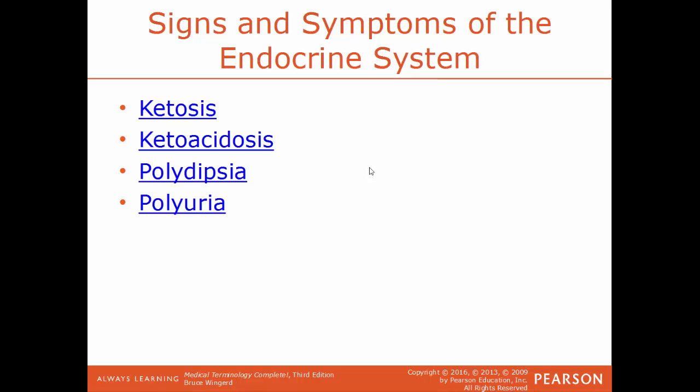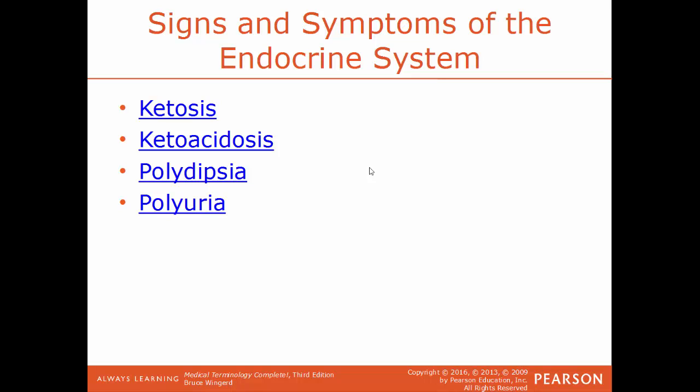Now, something related to ketosis is ketoacidosis. This is the elevated levels of ketones in the body, but it's caused by the lack of insulin in the body. And ketoacidosis can be life-threatening if not treated quickly. So your next term, polydipsia. This is having an abnormal amount of thirst, very common for people who have diabetes.